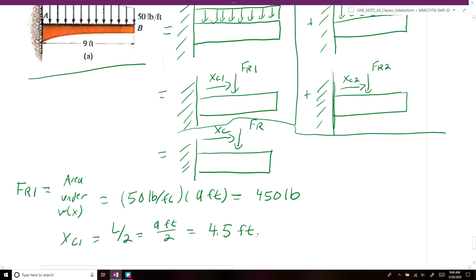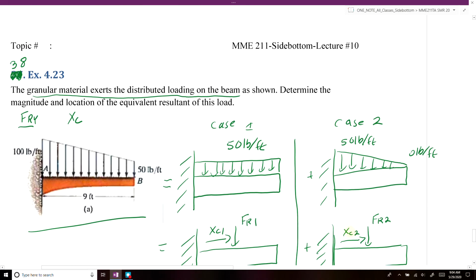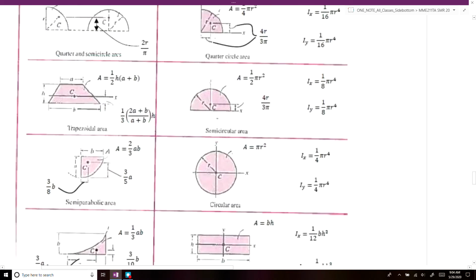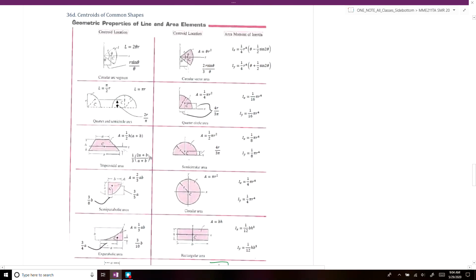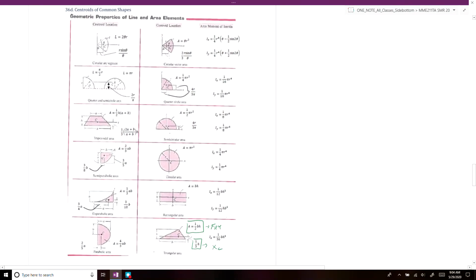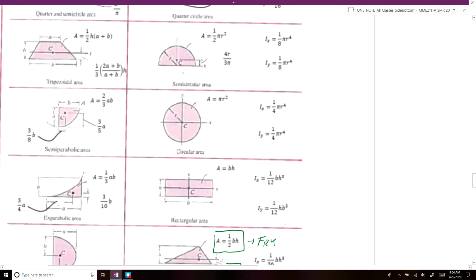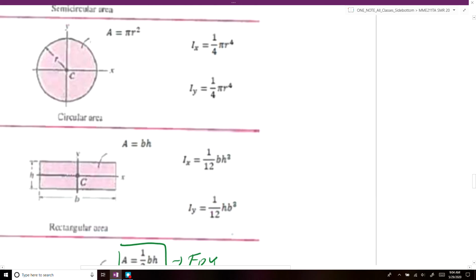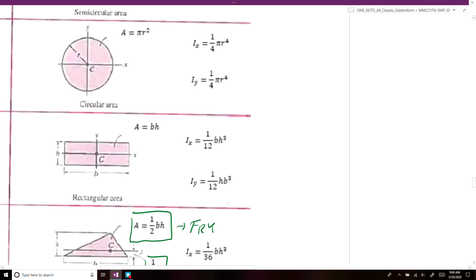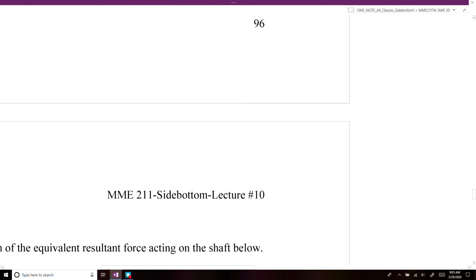Okay? If you're unsure of what would be the area for your shape or what would be the centroid of your shape, you can look at this following table here. It'll tell you, for a square for example, the area of the shape here, and it would tell you that the centroid is located at half of the base of the rectangle.